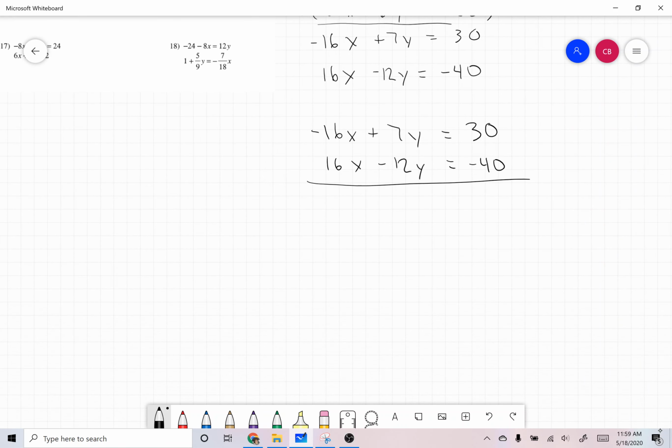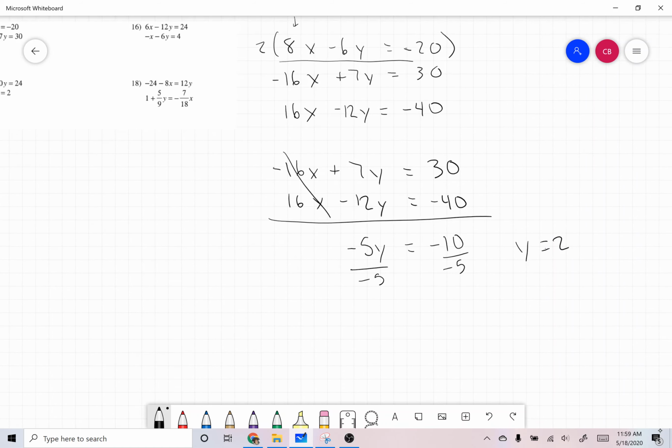Now, this 16 and 16, that's 0. Negative 12 and 7 is negative 5y. And negative 40 and positive 30 is negative 10. Divided by negative 5, y is equal to 2. Okay, so that's the first one.